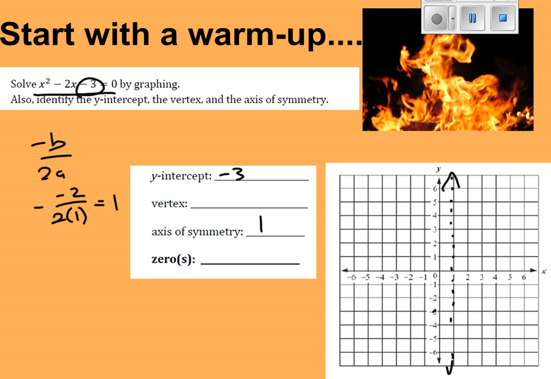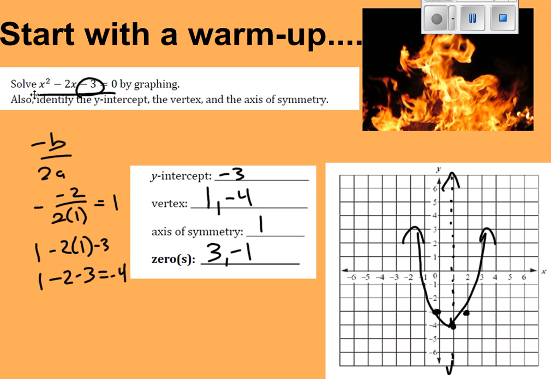My intercept is at negative 3, so I can reflect that on the other side. Vertex, the x value is going to be 1 if I put 1 in there. 1 minus 2 minus 3, so that's going to be negative 4. So it's going to be right there. So now my zeros, by graphing, should be at, I get 3 and negative 1.